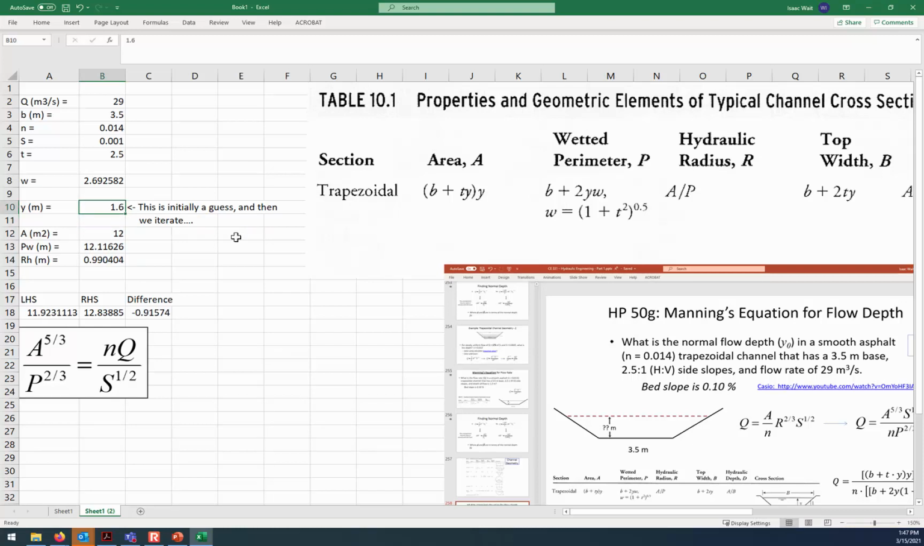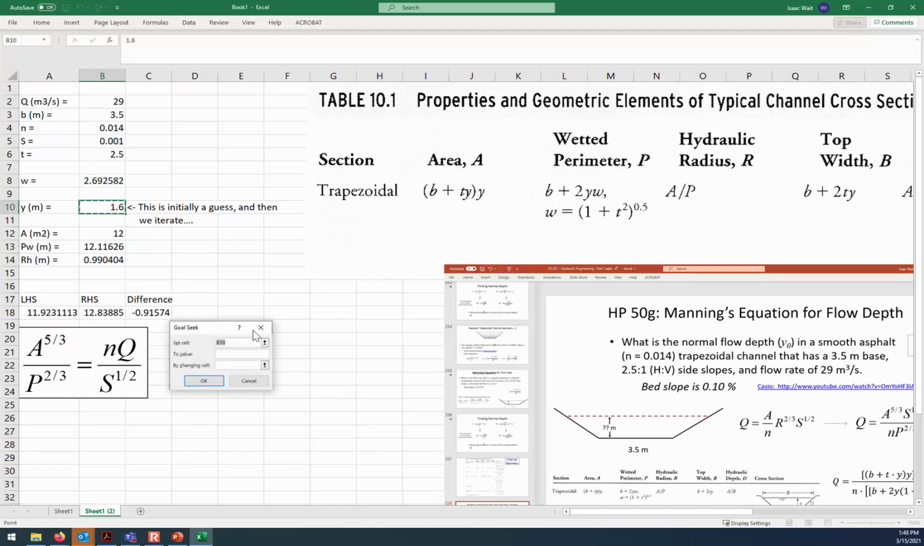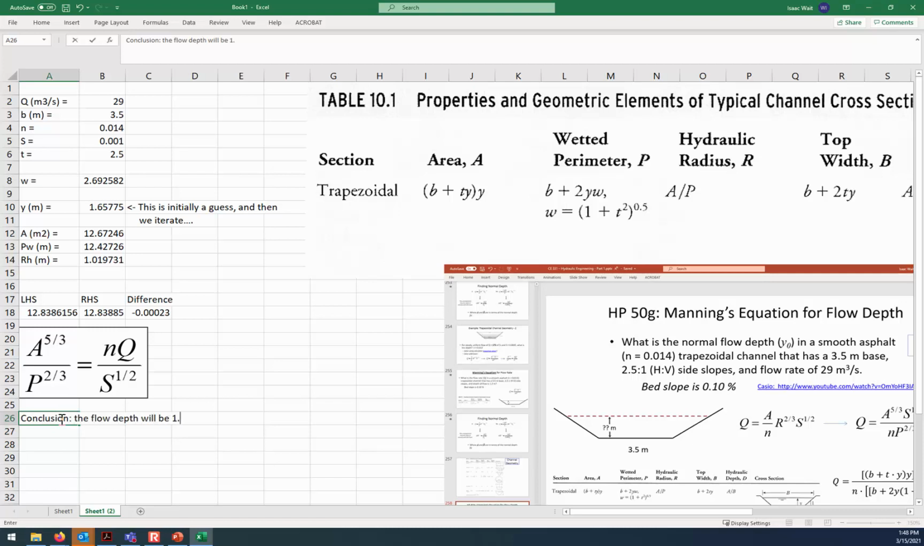1.6, closer still. So now I do Data, What-If Analysis, Goal Seek, and I want this difference to be equal to 0 by changing the depth, and let it rip. And it tells me the depth should be 1.66 meters. So I'll now put the conclusion here. The flow depth will be 1.66 meters for a flow rate of 29 cubic meters per second through this channel.